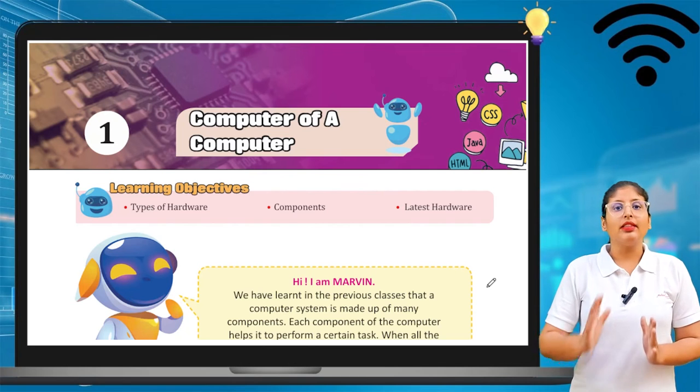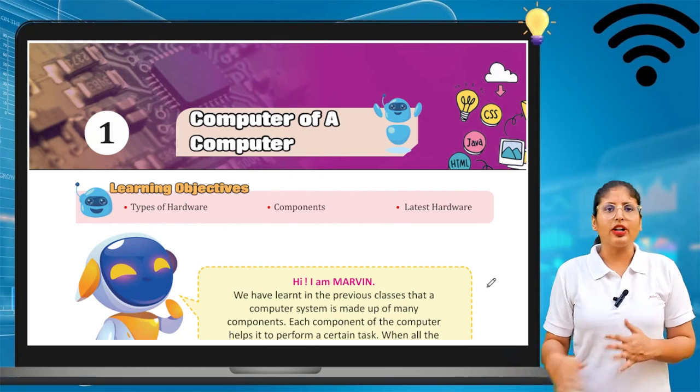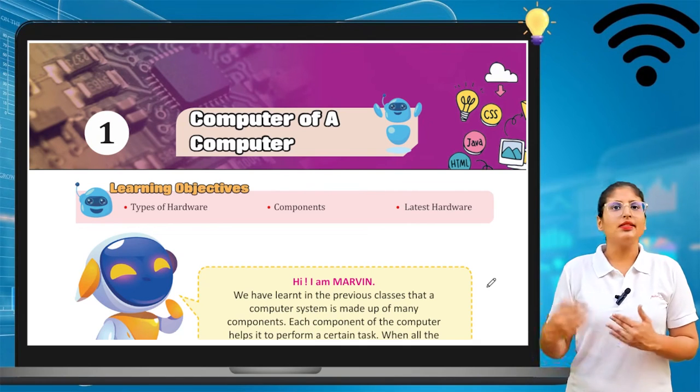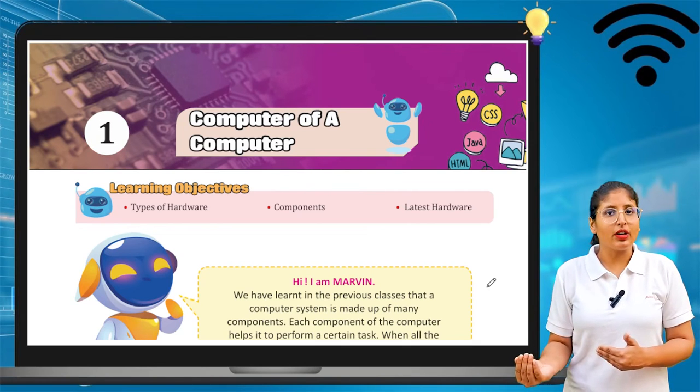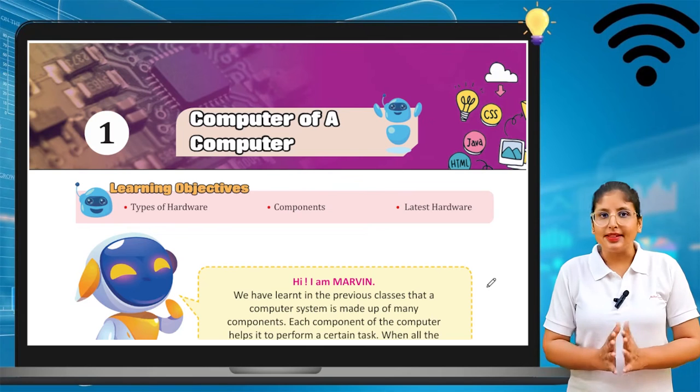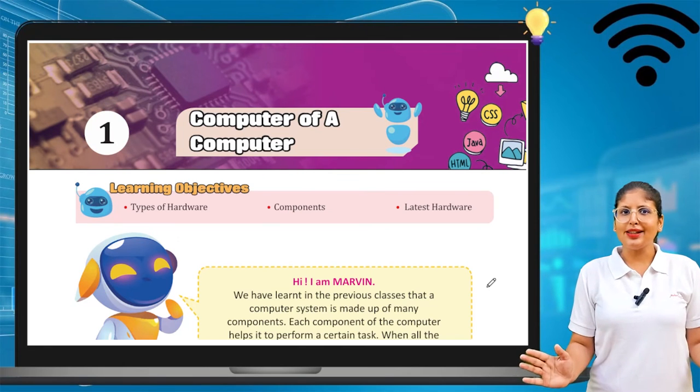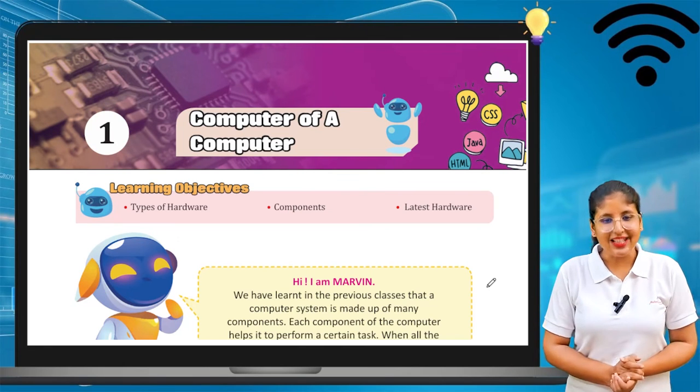Then we will discuss what is RAM, what is ROM, what is CPU, what is the motherboard of a computer, all these things. Okay, so ready for this class? So let's start chapter number one.